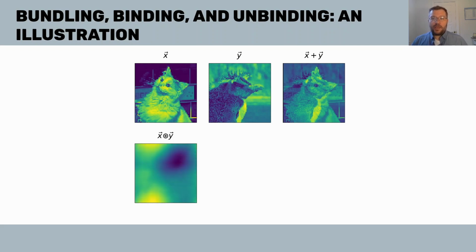However, here we see what happens when we bind these two images together. As before, our binding is provided by circular convolution, and this new image is not recognizably composed of either of its constituent parts. But now we can unbind this image.